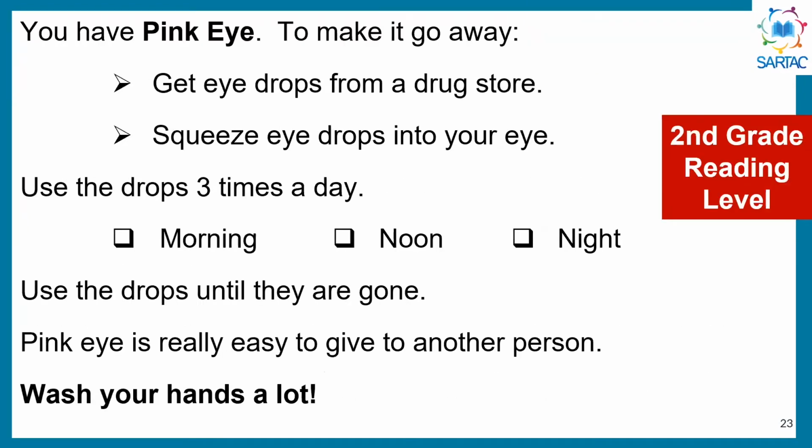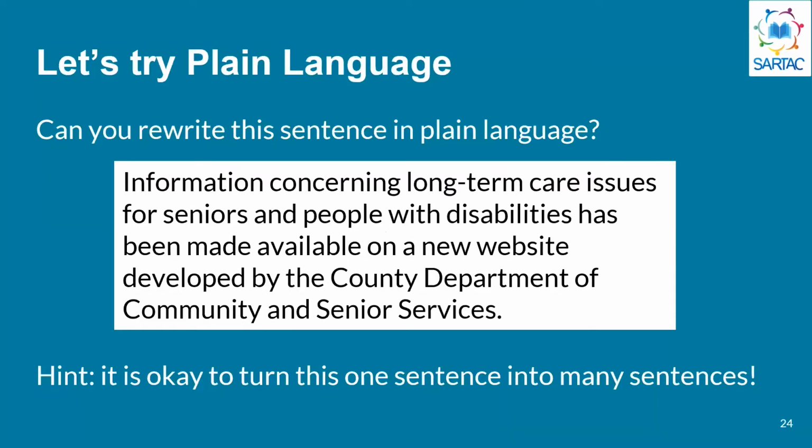And here is the same information written on a 2nd grade level. And you can see here that we put in a little chart that says use 3 drops a day. We put a little checklist, morning, noon, and night. And we ended it by saying use the drops until they are gone. Pink eye is really easy to give to another person. Wash your hands a lot.